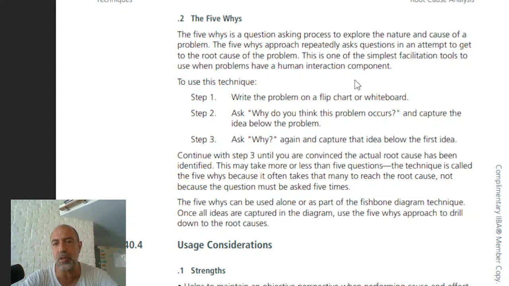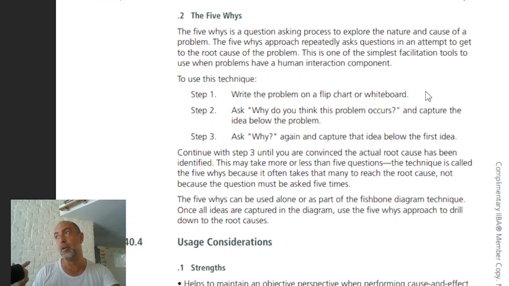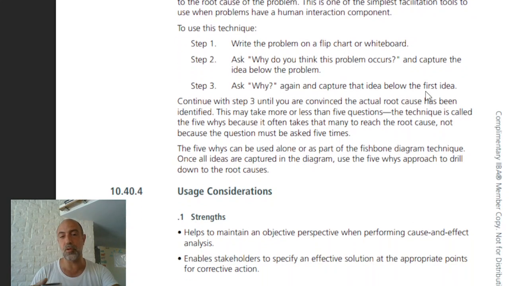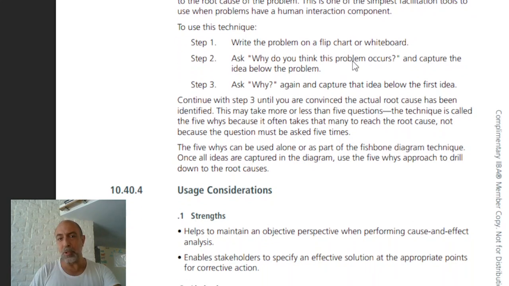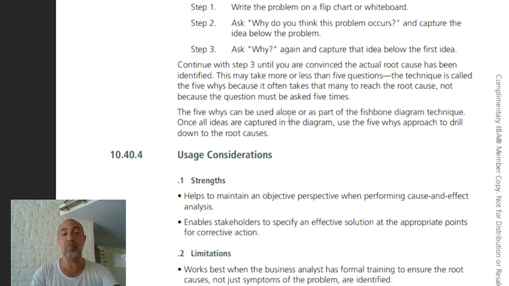5 whys is a question-asking process to explore the nature of the causes of the problem. The 5 whys approach repeatedly asks questions in an attempt to get to the root cause of the problem. This is one of the simplest facilitation tools to use when problems have a human interaction component. What are they talking about? If you're interacting with a person in order to figure out the problem, then there's something in how they approach the problem that's creating this issue. So step 3, you ask why, and then they answer, which is step 4, and then step 5, you ask why again, and you keep asking why until you're convinced the actual root cause has been identified.